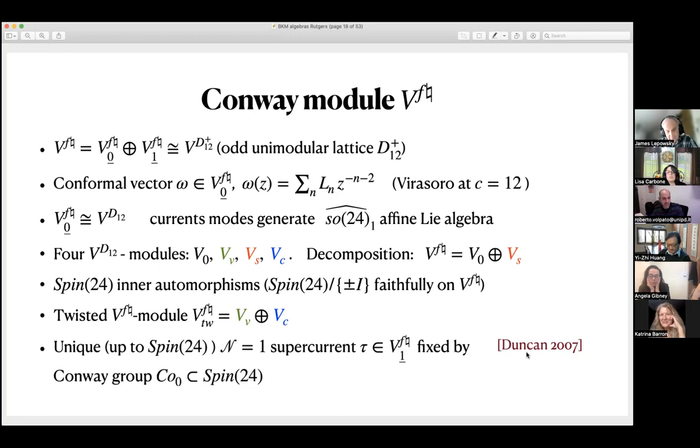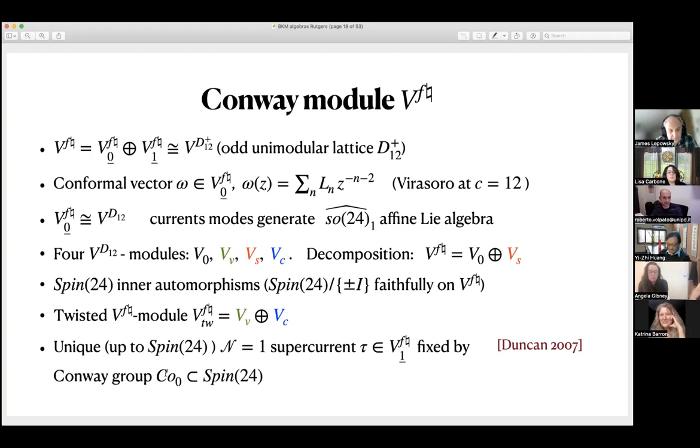So John Duncan proved that, up to inner automorphisms, up to the Spin(24) action, there is a unique supercurrent that you can choose. Okay. And then, we can pick one just for definiteness. And then he also proved that the subgroup of Spin(24) that fixes this supercurrent is actually a finite subgroup of Spin(24), and it's isomorphic to the Conway group, Co0.